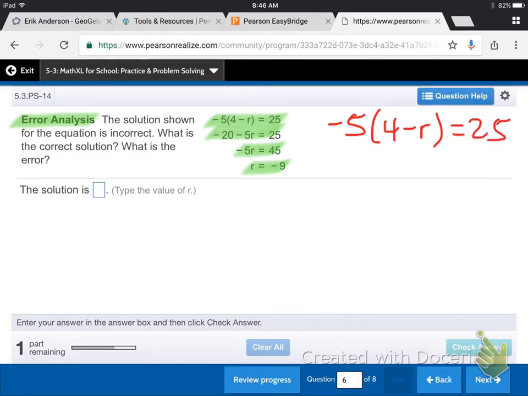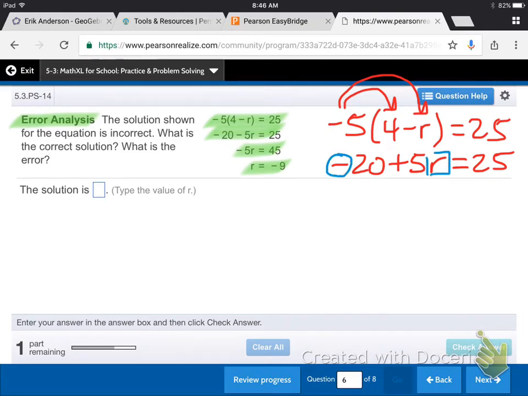So first, -5 times 4 is -20, and then -5 times -r is positive, right? Negative times negative is positive. 5r equals 25. Now don't get confused. We do not do the inverse of this addition right here. No. We do the inverse of this subtraction, right? Because here's our variable, and we have to isolate that variable. So we have to get rid of the 20 first and then divide by 5 in the last step.